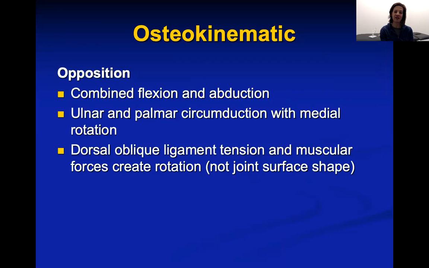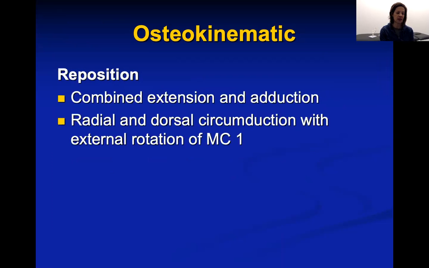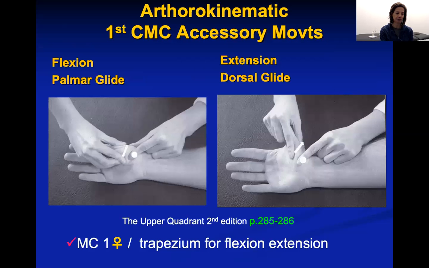Opposition is combined flexion and abduction with some internal rotation. Ulnar and palmar circumduction with medial rotation, basically. And the dorsal oblique ligament, which I already talked about in another video, is under tension, and muscle forces create this tension more so than the joint surfaces. And then to reposition it from opposition, it's combined extension and then adduction, and the radial and dorsal circumduction with external rotation of the first metacarpal as well.